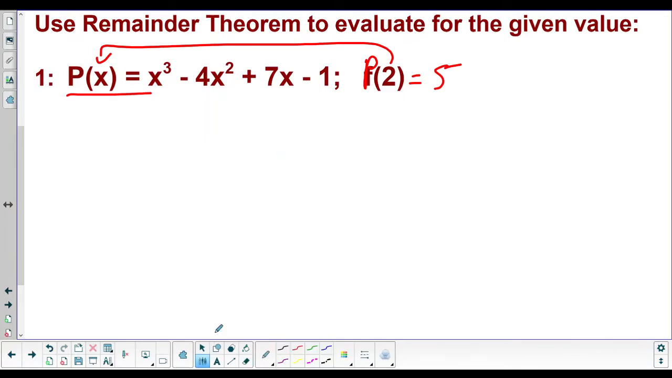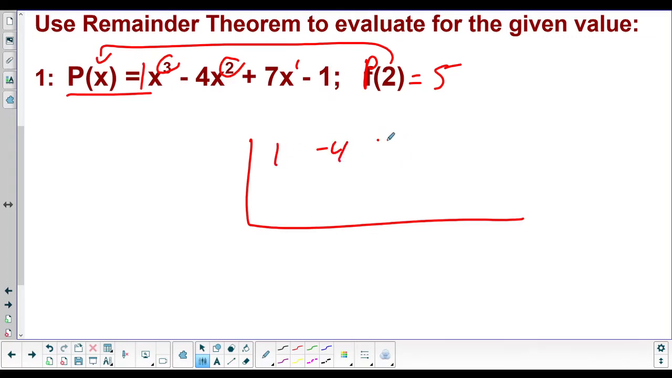Here is how remainder theorem works. You're going to do synthetic division. So go ahead and just set that thing up. L, coefficients. Let's just check that they're all there. 3, 2, 1, nothing. Good. That's an invisible 1. So we're going to do 1, -4, 7, -1.